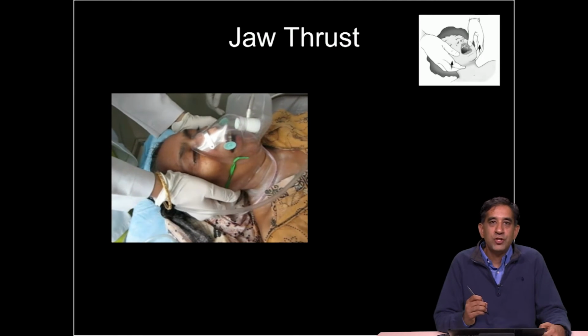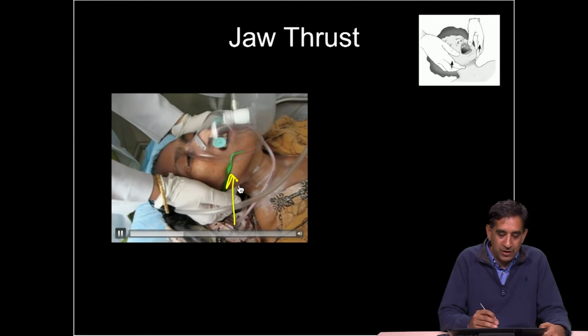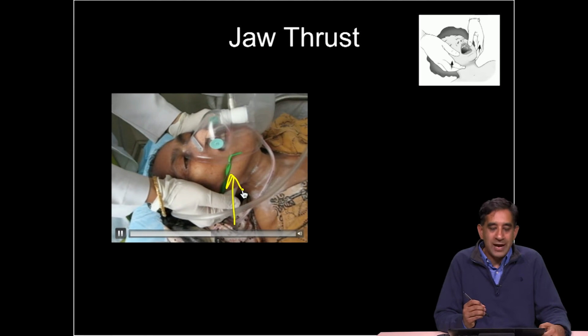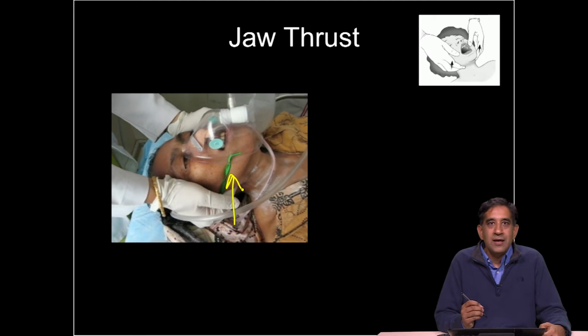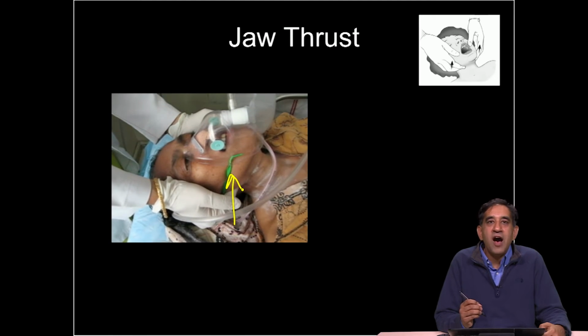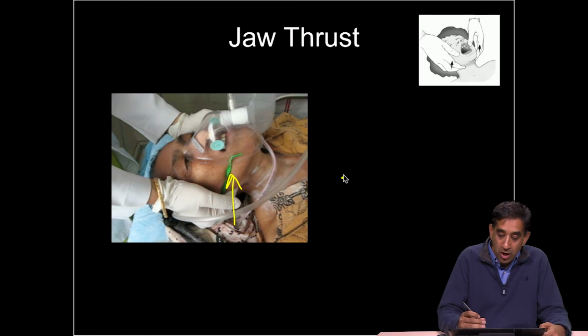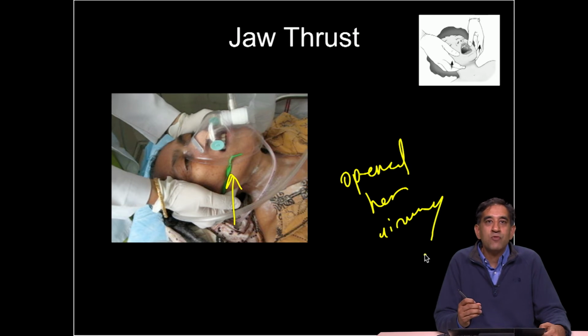So now we've employed the jaw thrust maneuver, and again we're pulling the angle of her mandible forward, and what you can see now is she's no longer making any noise, and you can actually see fogging in the mask, suggesting that now air is making its way from her lungs, out of her mouth, and into the mask. So the jaw thrust maneuver has opened her airway. It was closed before, obstructed. The jaw thrust maneuver has now opened her airway.